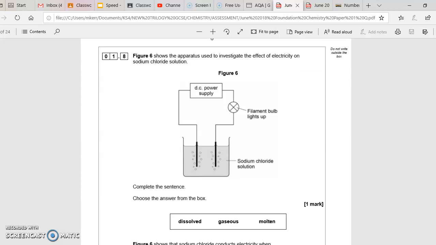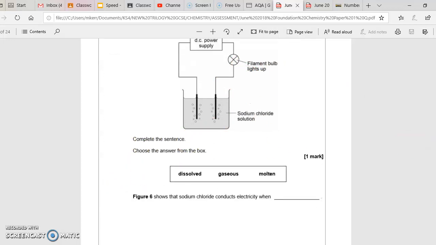1.8, figure 6 shows the apparatus used to investigate the effect of electricity on sodium chloride solution. So we've got, again, our filament light bulb lights up. We've got sodium chloride solution. Please complete the sentence. Choose the answer from the box. Figure 6 shows that sodium chloride conducts electricity when. Please pause your video. Conducts electricity when it is, we've got dissolved, gaseous, or molten.